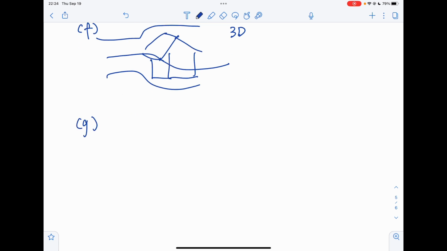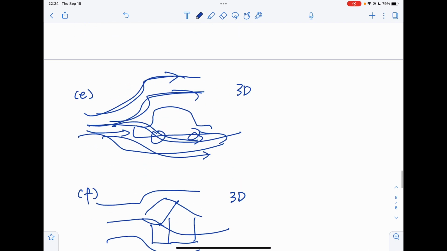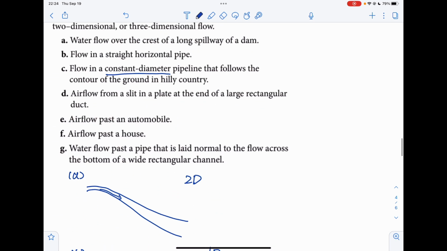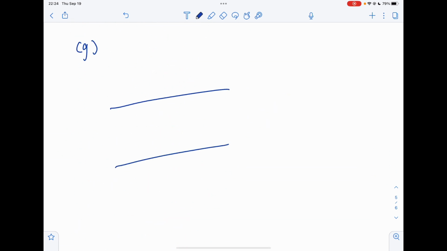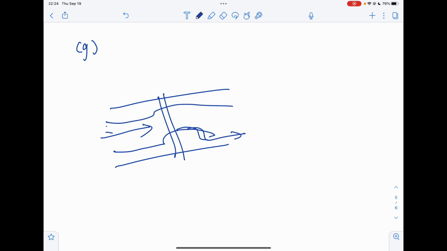Okay, for the last one, you have a water flow past a pipe that's laid normal to the flow across the bottom of a wide rectangular channel. So you have a channel here, you have a pipe, and then you have water flowing. So the water flow goes around the pipe like that. So actually it's changing in this direction but not across the channel, so it's 2D.